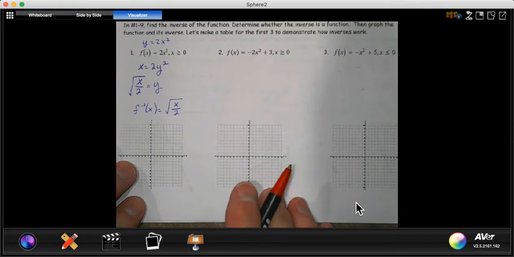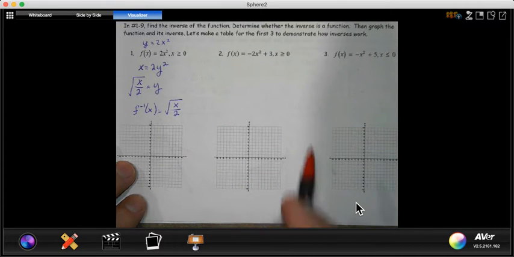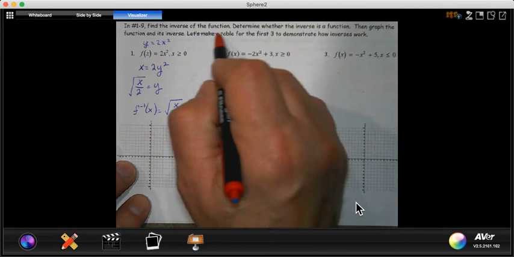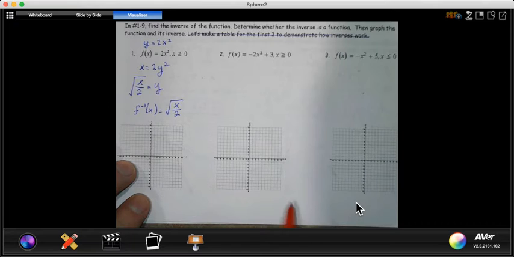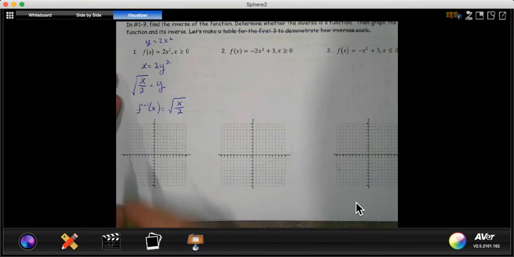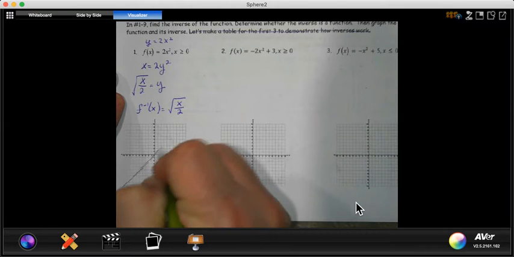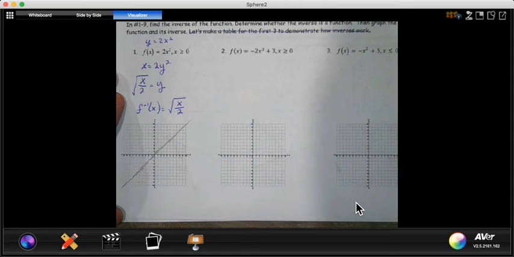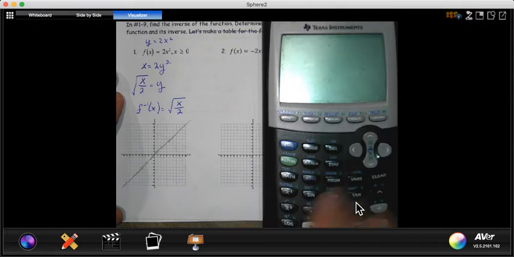then it says graph, and then we'd make a table to do the demonstration. I showed you the table in 10.1. There's not enough room to demonstrate. We still have our imaginary inverse line right here. That demonstrates it as well. So we'll do that because we got to graph them anyway. So let's start with the first one. We're going to graph y equals 2x squared.